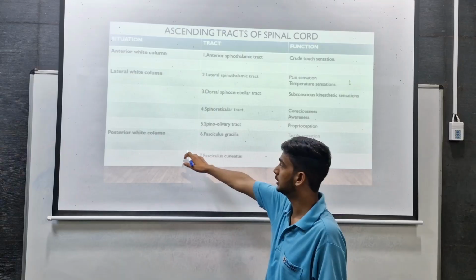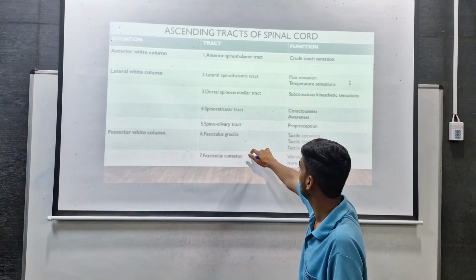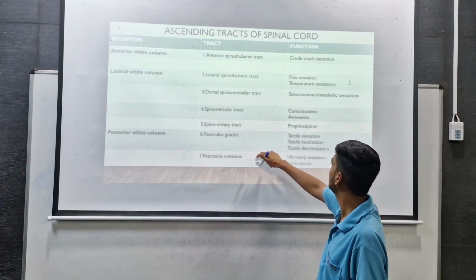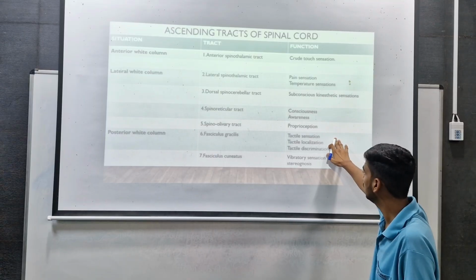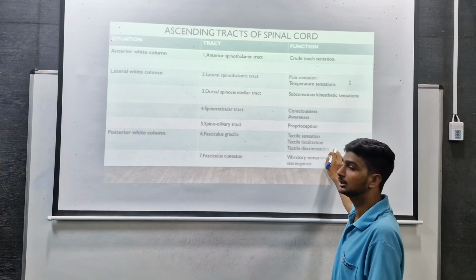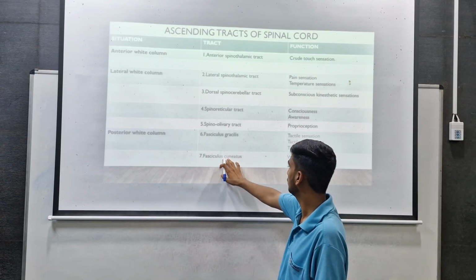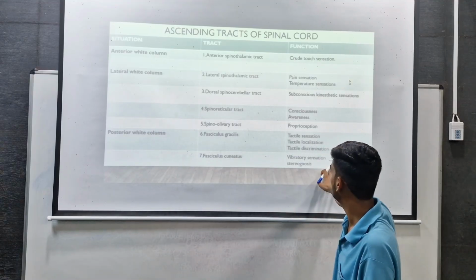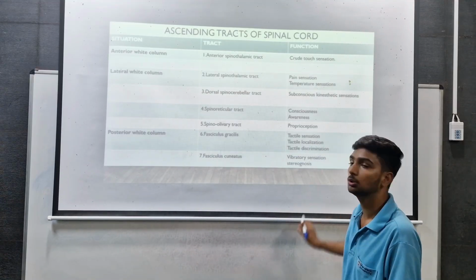The last one is the posterior white column. The tract is the fasciculus gracilis, which has the function of tactile sensation, tactile localization and tactile discrimination. And the last one is the fasciculus cuneatus, which has the function of vibratory sensation and stereognosis.